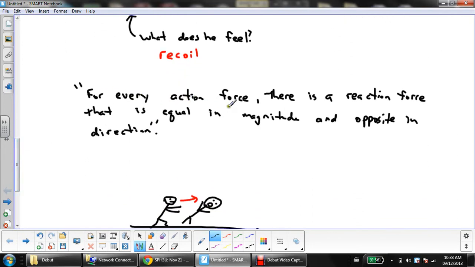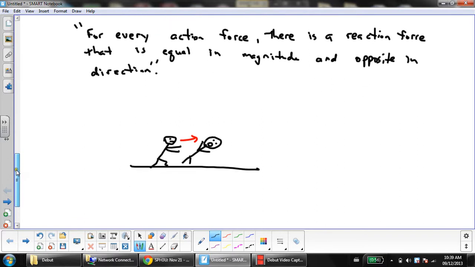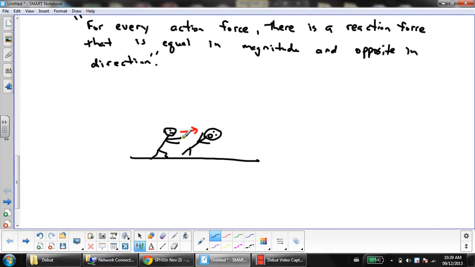It says for every action force, there is a reaction force that is equal in magnitude, opposite in direction. This might confuse you because if I come up to somebody and I push on them, this is saying that the force they feel is the same as the force I feel. Yet they go flying and I don't. Well, first, the forces are the same and opposite. I can feel them pushing back against my hands.